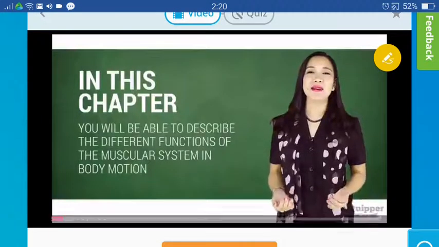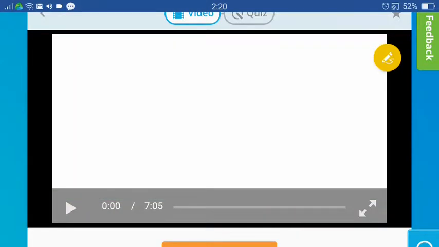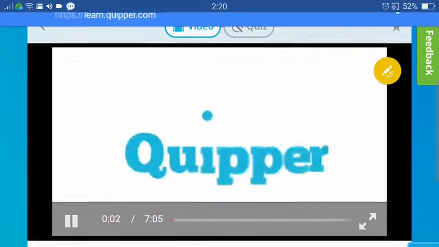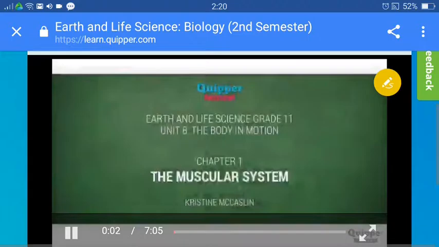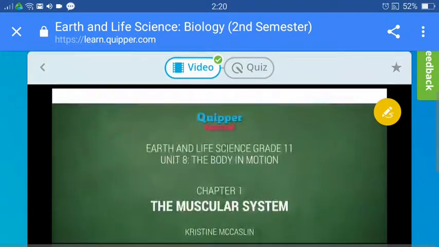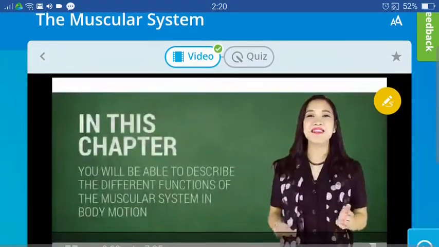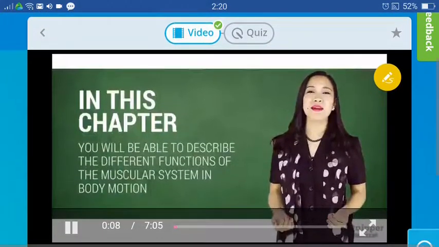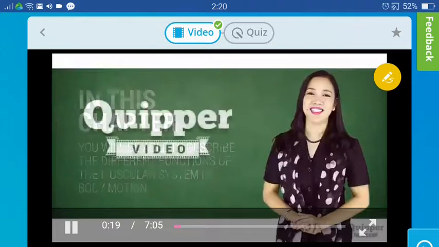Chapter, we will describe the different... At the end of this chapter, we will describe the different functions of the muscular system in body motion.